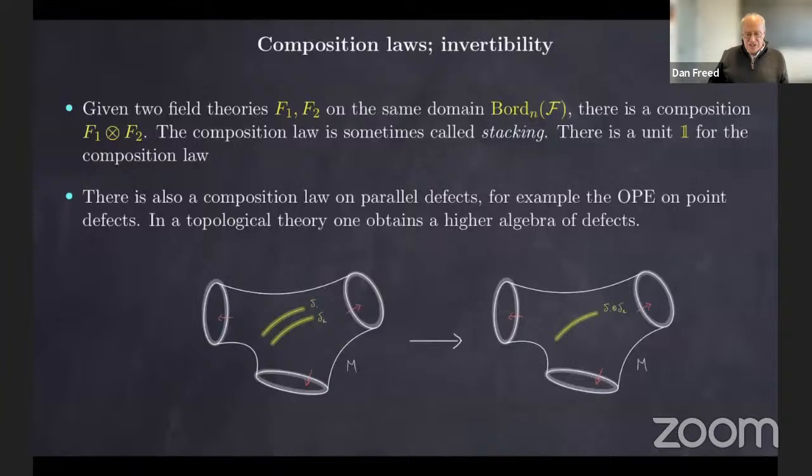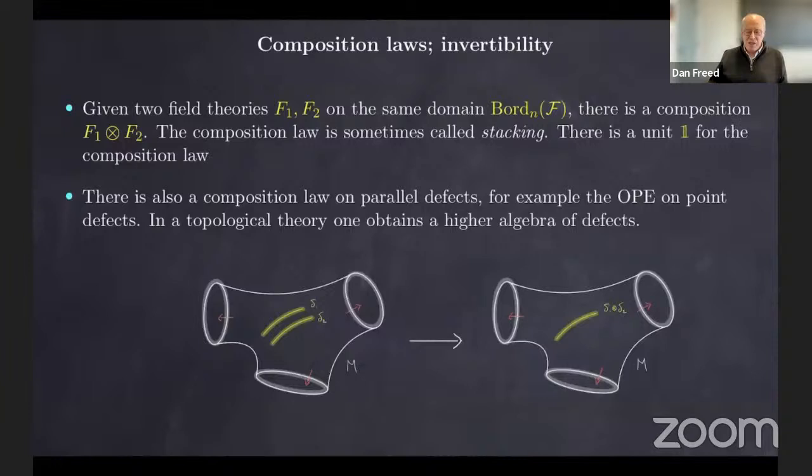And there's also a composition law on defects, as long as the defects are, so to speak, parallel. So if you have point defects, those are usually called local operators in quantum field theory. There's a composition law, but it doesn't lead to an algebra. It really leads to the operator product expansion. But in a topological theory, that leads to an honest algebra. And the same in a topological theory with higher dimensional defects, there's a way to combine them and you get some kind of algebra of defects, or a higher algebra of defects. And again, there's a unit. The unit in this case is sometimes called the transparent defect. It means we can erase it.